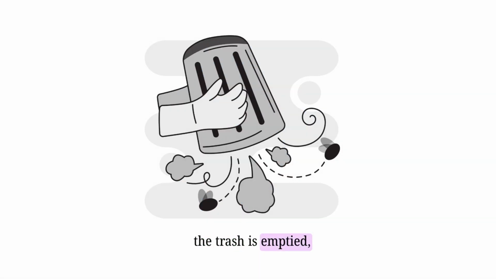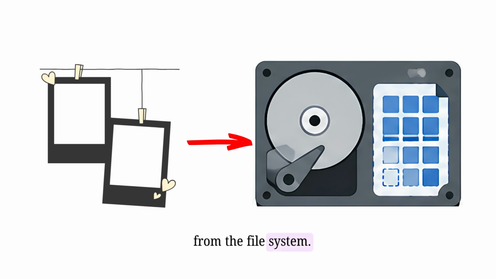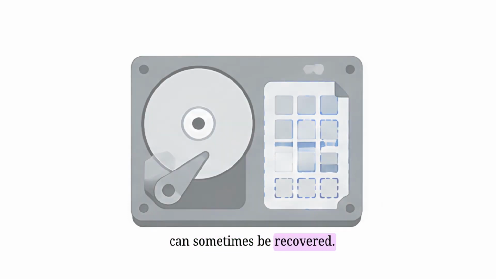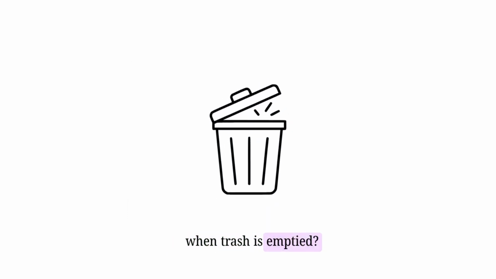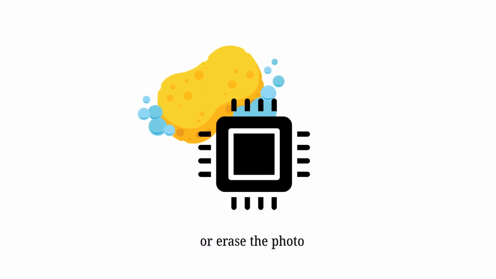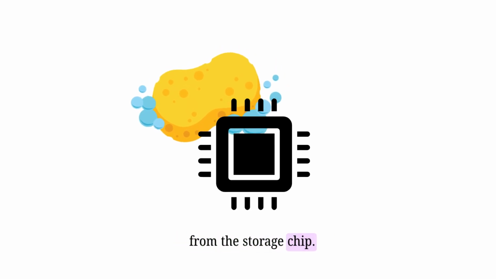When the trash is emptied, the photo's address is removed from the file system. However, the actual photo data may still remain on the storage device and can sometimes be recovered. What actually happens when trash is emptied? When the trash is emptied, the operating system does not immediately scrub or erase the photo from the storage chip.